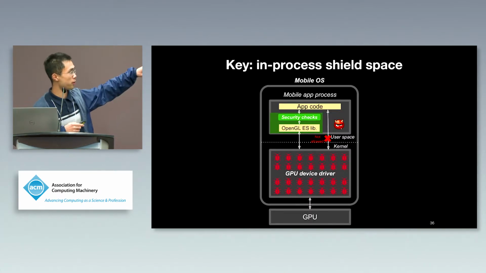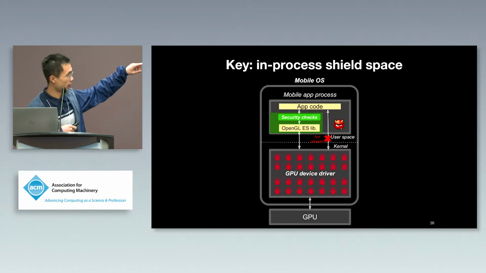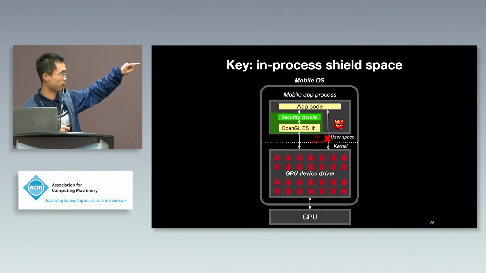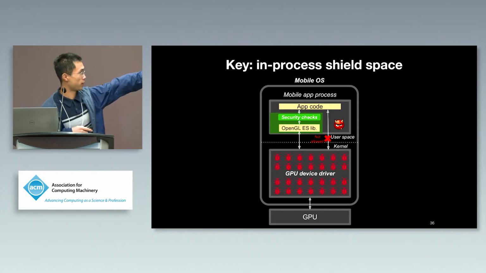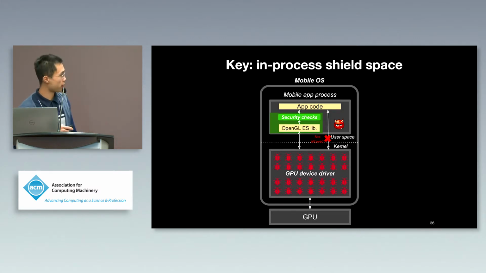In the in-process shared space, the key idea is to have a trusted execution environment, which is the light green box. We put all the graphics code in this memory, and this memory is only accessible from the thread that is executing in shield mode. So GPU access is not allowed for a thread that's not running in the shield.